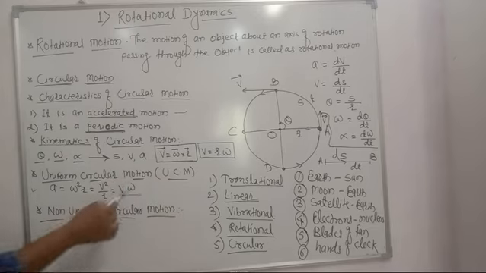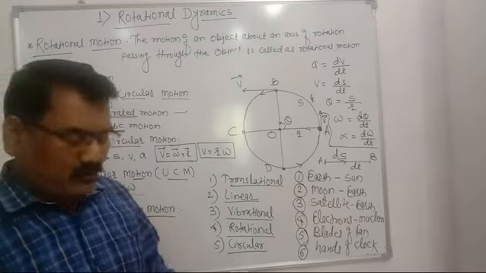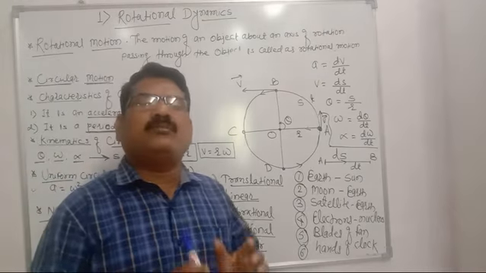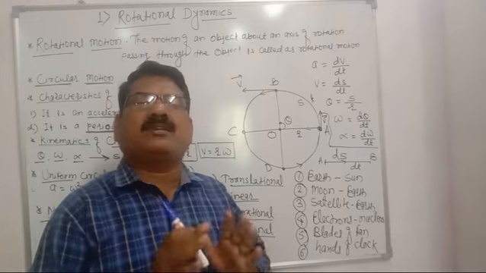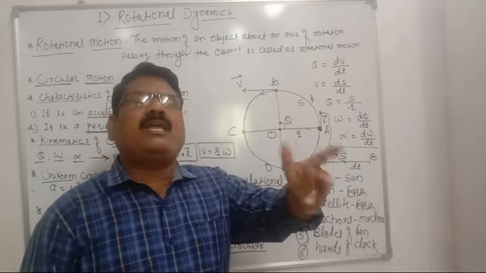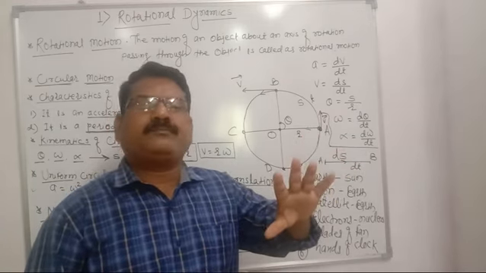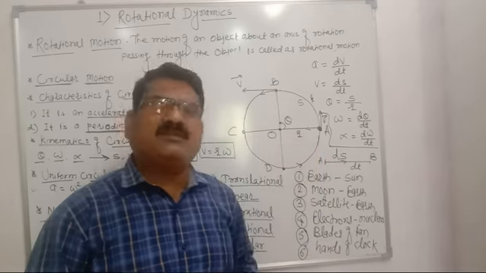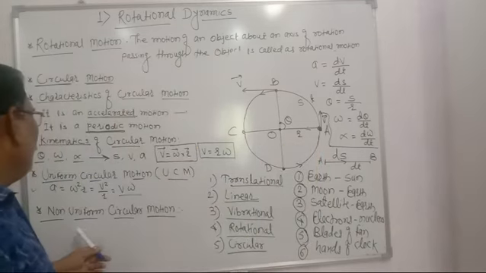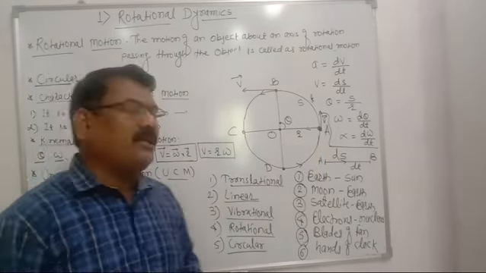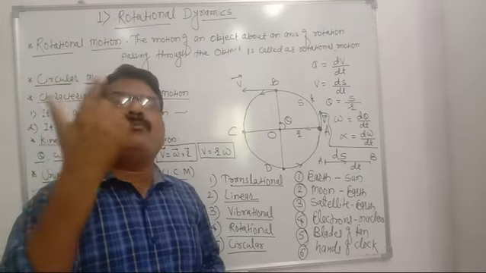And next one is non-uniform circular motion. What is non-uniform circular motion? The motion of an object along the circumference of a circle with variable velocity or variable speed is called non-uniform circular motion. For example, the motion of the blades of a fan.